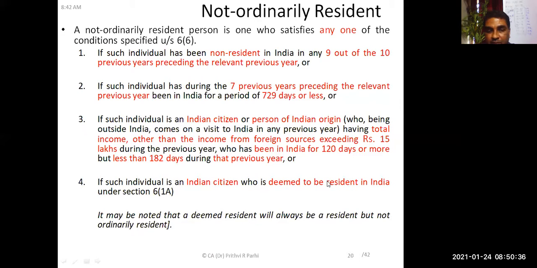So point number 3 and 4 are more or less the same. No. So what is the difference? Point number 4 is only deemed resident. Deemed resident means what? His income is not taxable in some other countries. Yes, sir. That condition is not there in point number 3. Are you getting? In point number 3, the 15 lakh limit is there, but point number 4 talks about deemed resident.